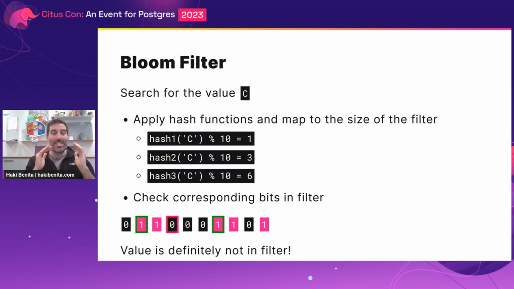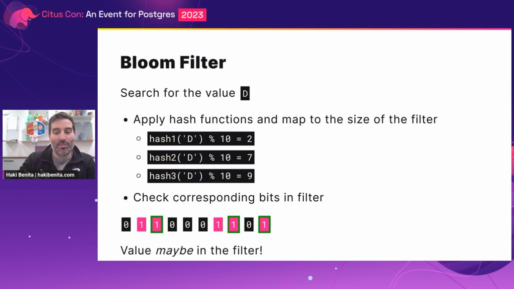We are going to apply the hash functions on the value C, and then we look at the corresponding bits in the filter. We can see that the bit 1 is turned on. That's the first green one. And then we can see that bit 3 is turned off, which means that the value C is definitely not in the filter. Okay, so using the Bloom filter, we know that the value C does not exist in the table, so we don't even need to access any of the rows.